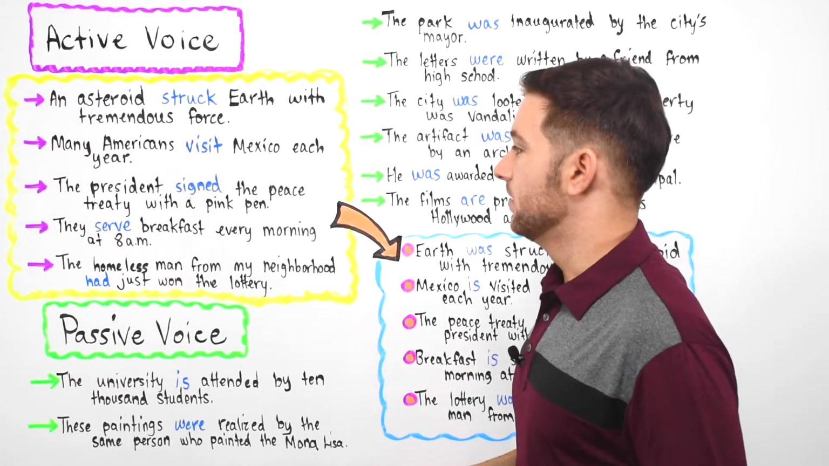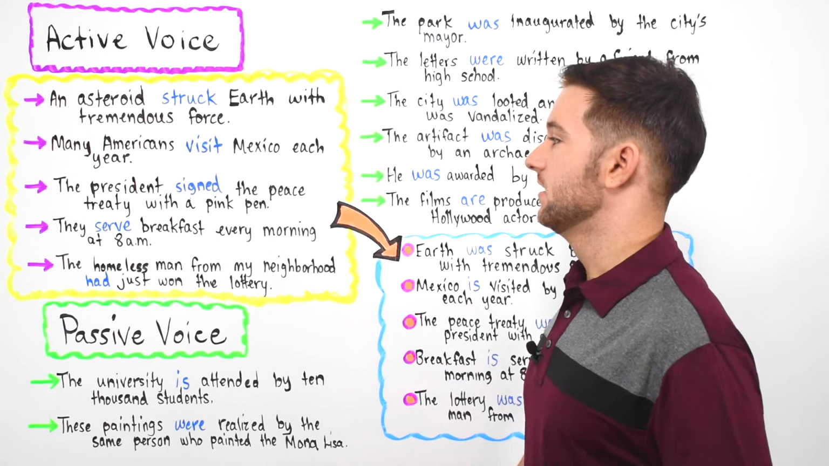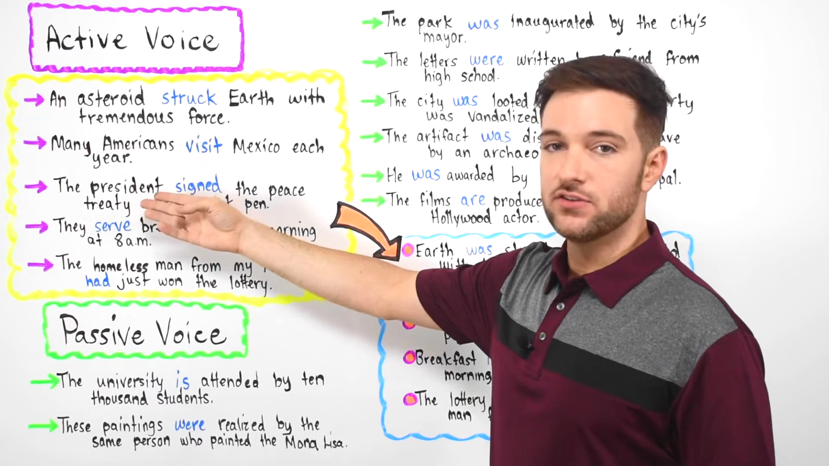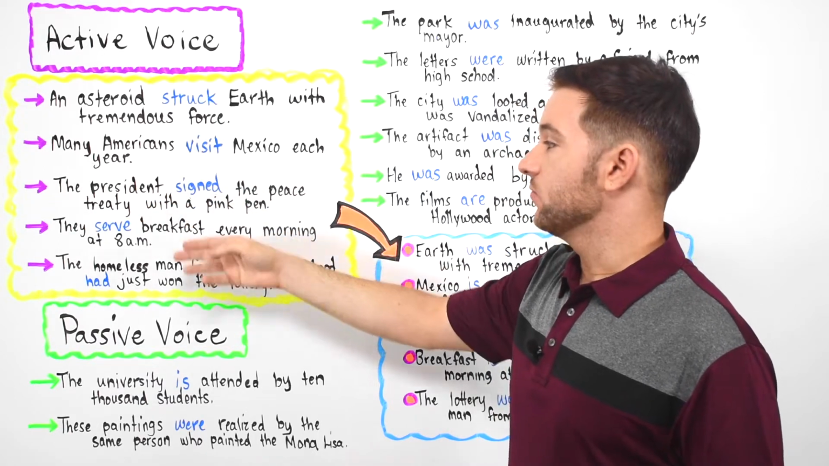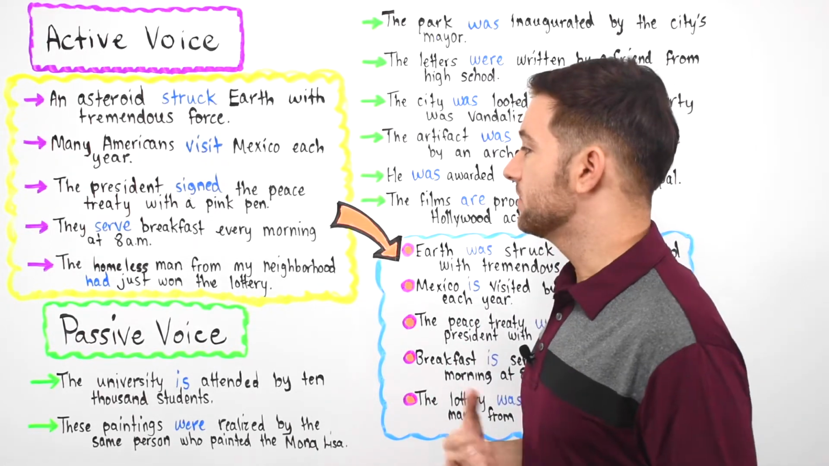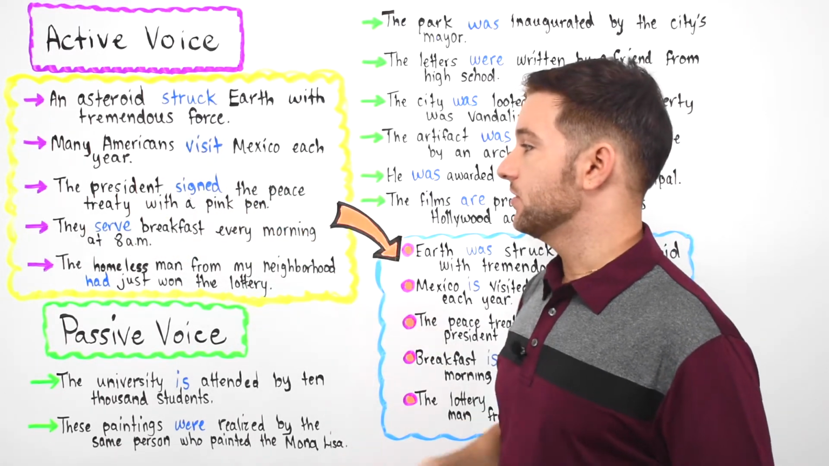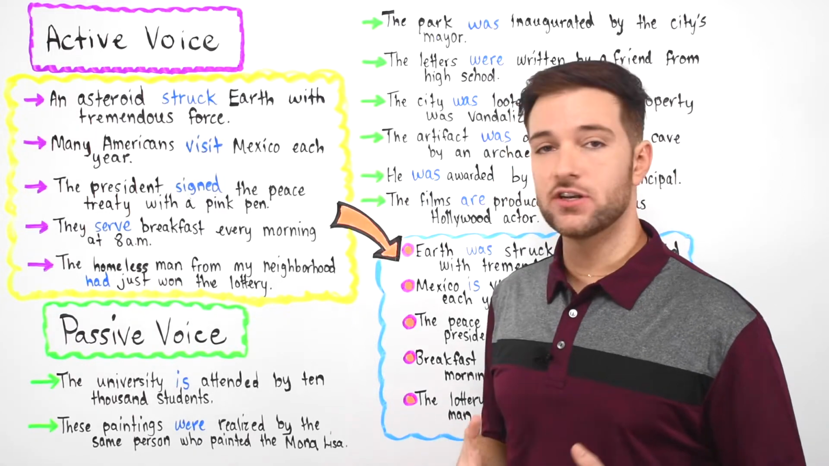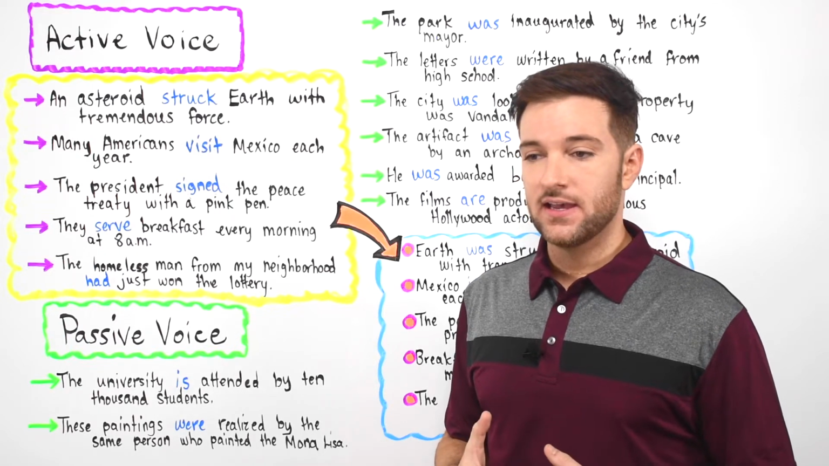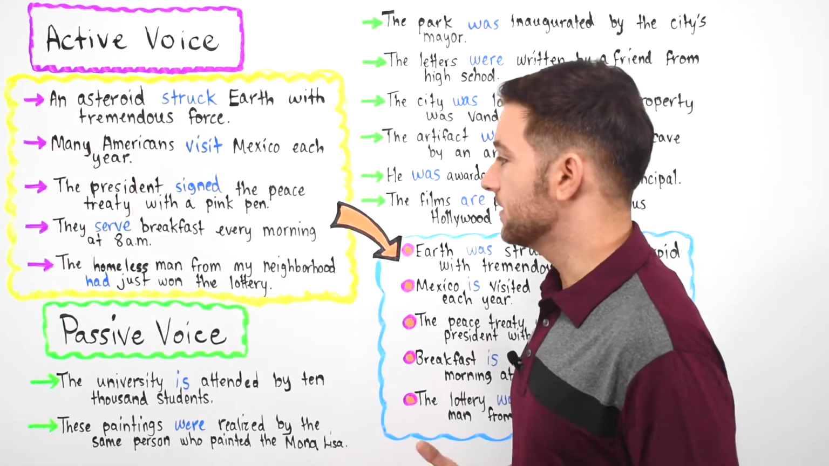They visit Mexico. The president signed the peace treaty with a pink pen. This is a good one. I like this one. The president, which is the subject, what did he do? He signed, okay, whether you sign a document with your name, with a pen and a piece of paper, you sign something important. And what did he sign? He signed the peace treaty, which is basically a declaration of peace between 2 countries, 2 peoples, 2 nations, and it promotes well-being among people, mutual respect, okay, responsibility.